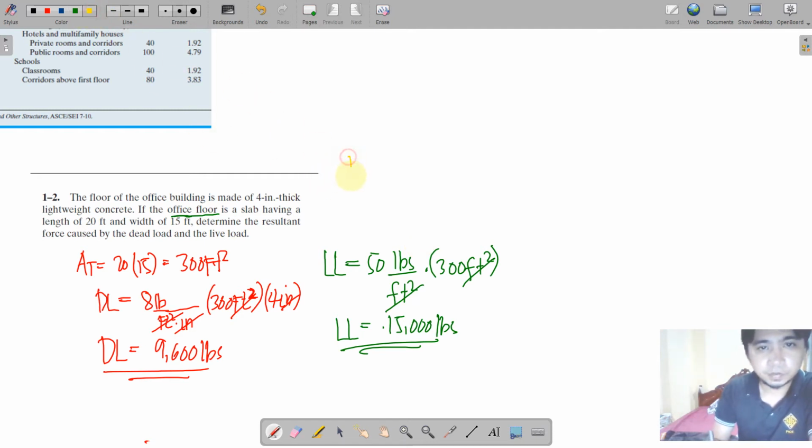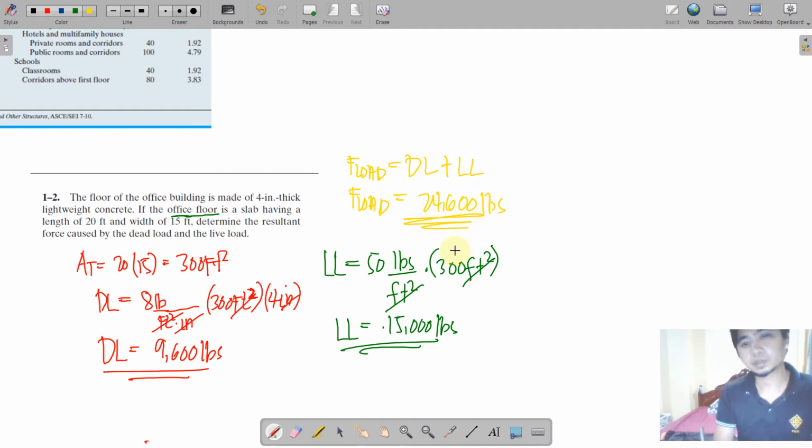Okay, so as a total, we have total floor load is the sum of these two, dead load plus live load. So we're going to directly compute it now. We have 9,600 plus 15,000, that is 24,600 pounds. So this is the answer for number 2.